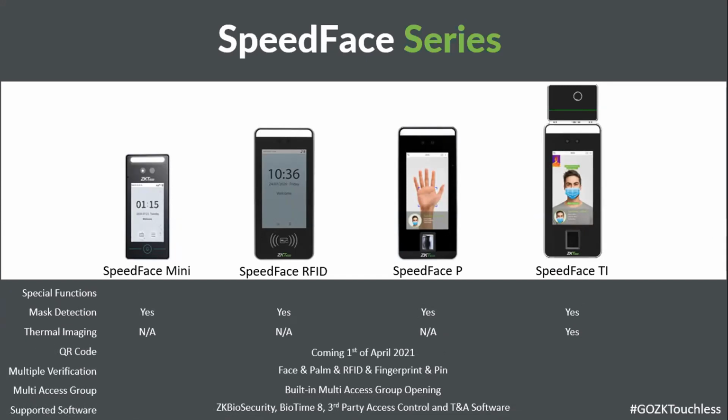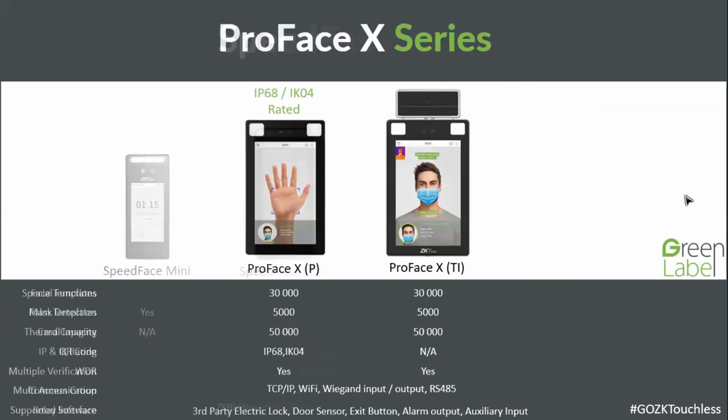Also, the nice thing about this is it does have multiple verifications. This is how you can avoid people giving access to users. In this case, you can use the palm and the face before the device gives you access, or the face and the card for it to give you access. Then we'll be moving to the ProFace.